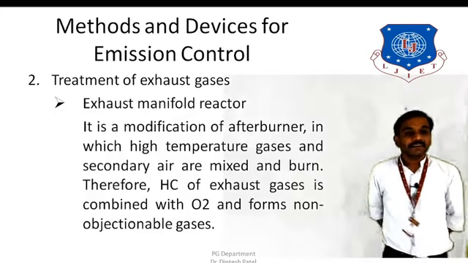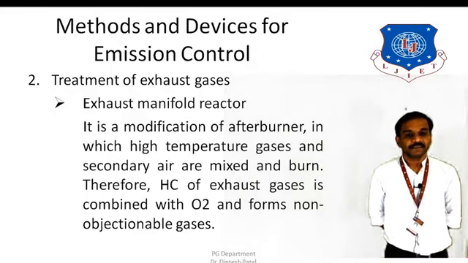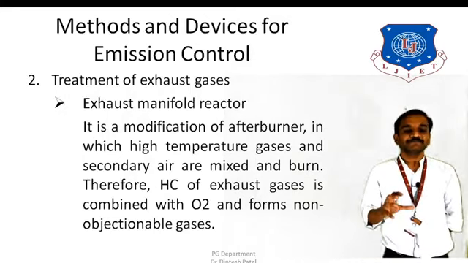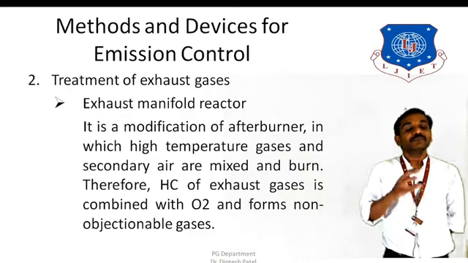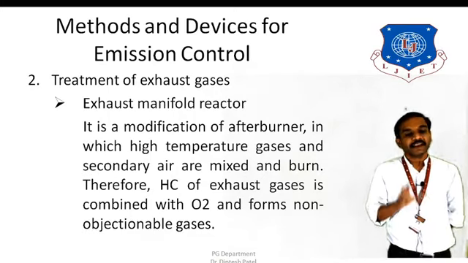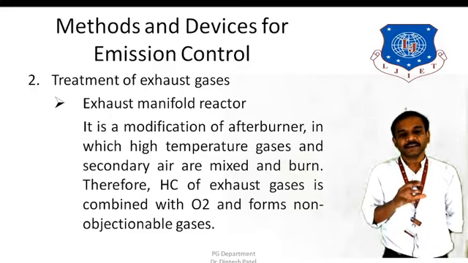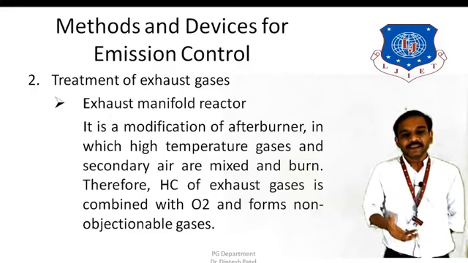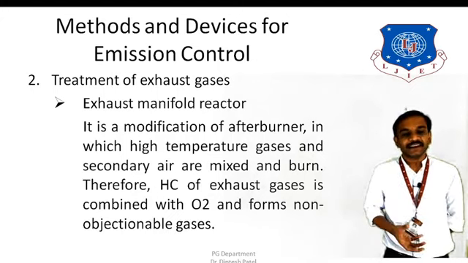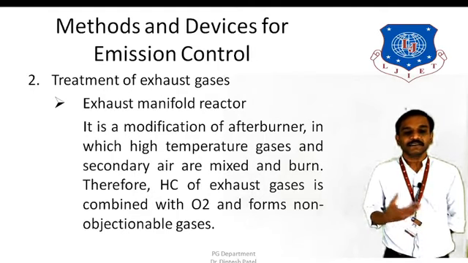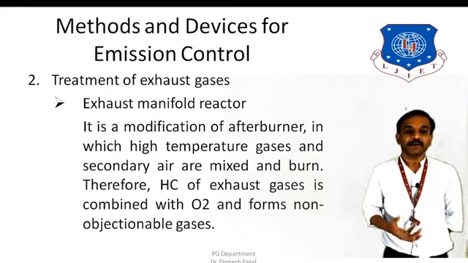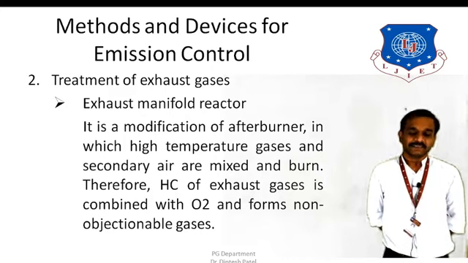Then the next one is the exhaust manifold reactor. The exhaust manifold reactor is also a modified version of the afterburner, in which we supply secondary air to the exhaust gases, and those gases are burned with the help of the secondary air. Since the gases have a certain amount of chemical energy, we can supply a good amount of oxygen to mix with them and ignite them again, and overall the HC emissions can be reduced and converted into non-objectionable gases.